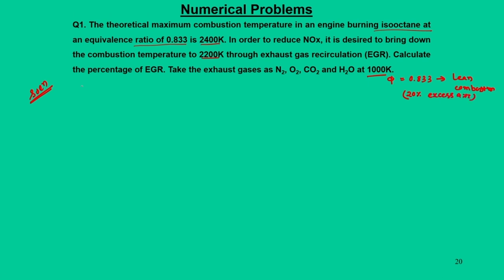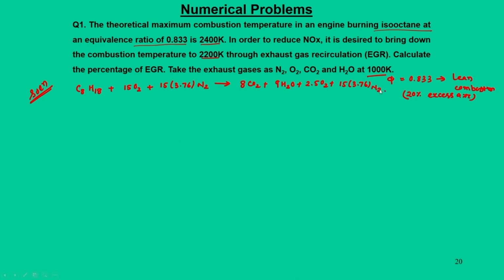Now, if you do that, then the reaction could be C8H18, which is isooctane, plus 15 O2, which means it is 20% excess air, plus 15 times 3.76 N2, and that gives 8 CO2 plus 9 H2O plus 2.5 O2 plus 15 times 3.76 N2.